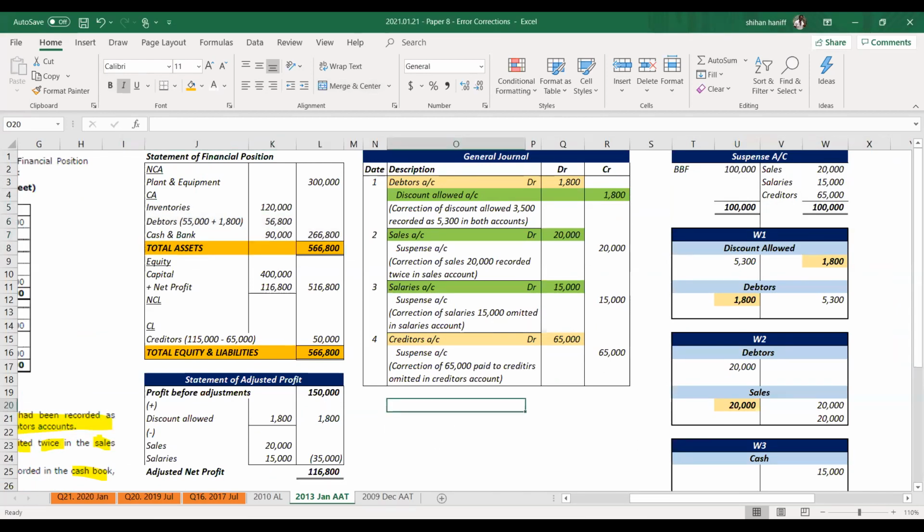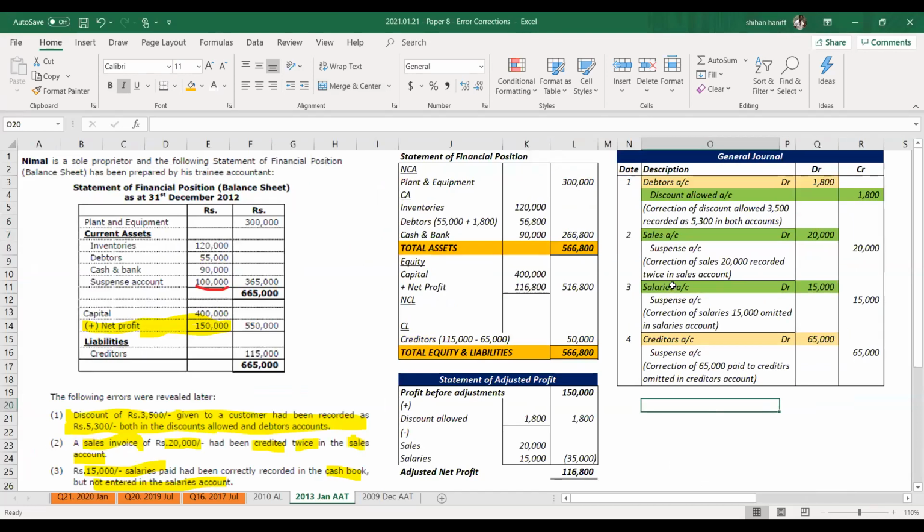There is one more question. Sales will increase the profit. Yes, sales will increase, but this is sales debit. Sales debit means sales decrease. If the sales decrease, the profit will decrease. That is why sales debit 20,000 was deducted, because income decreased.